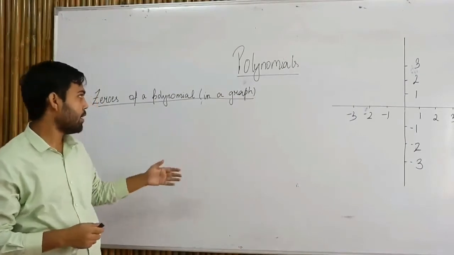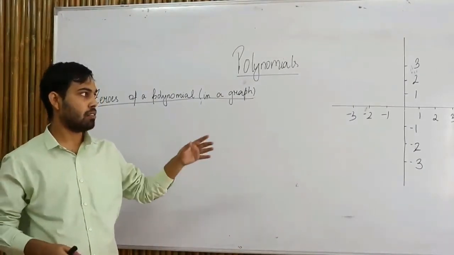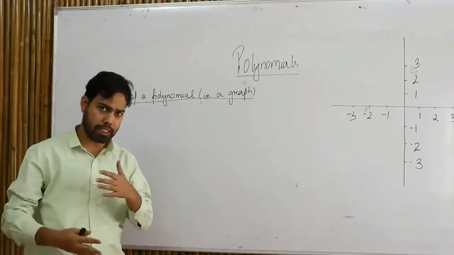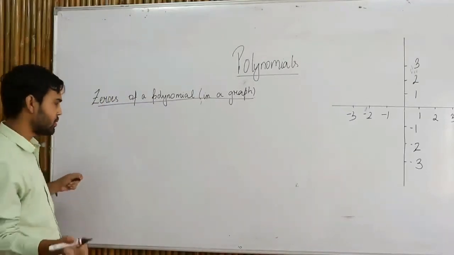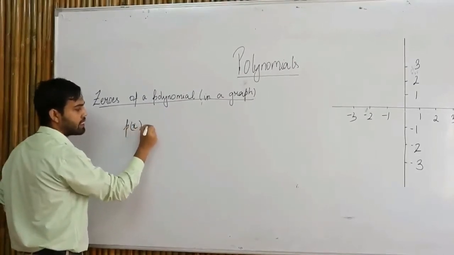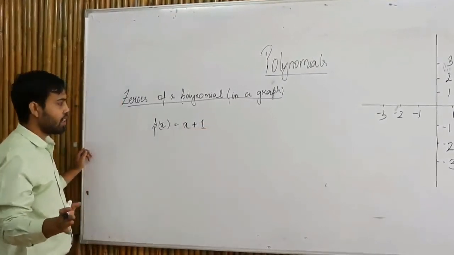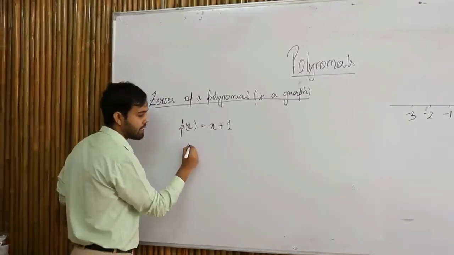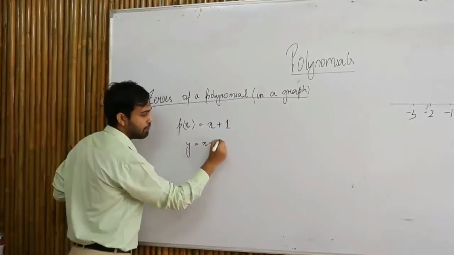Earlier we looked at how different polynomials behave in a graph. Now let us look at how we get these different graphs for polynomials. For simplicity's sake, I am taking a linear polynomial, whose degree is 1. Suppose I take my polynomial p(x) equal to x plus 1. As I told you earlier, I will replace p(x) by y. So y is equal to x plus 1.